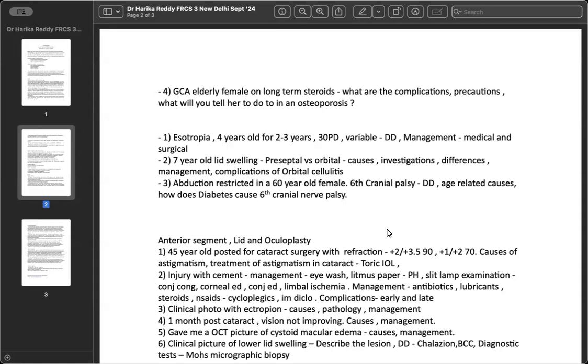Maybe that's what he meant by variable, because there are type 1, 2, and 3, right? So maybe he meant the cases. But he kept insisting on variable, variable. So I told all the causes of esotropia and he wasn't satisfied. And then the final thing I told was Duane's. Then he was like, oh, okay, yeah. Then he went on to the management of Duane's.